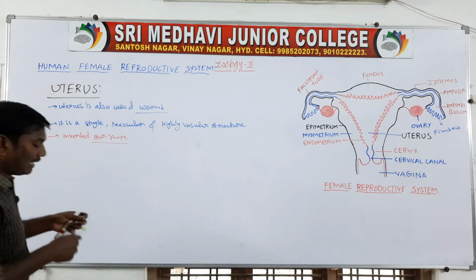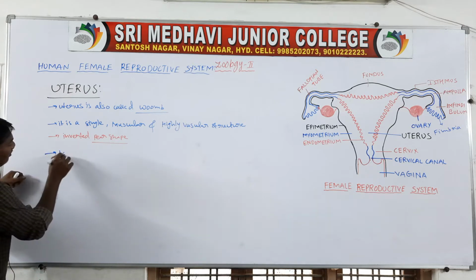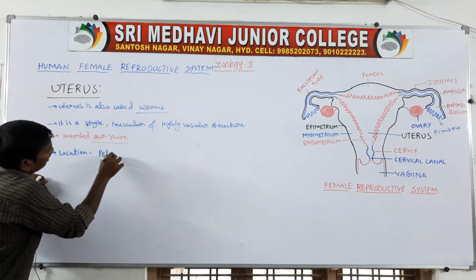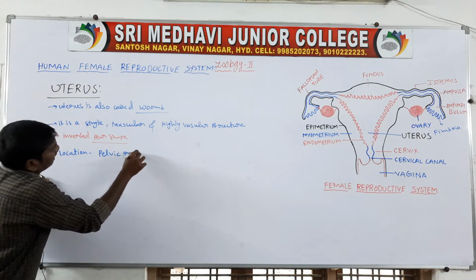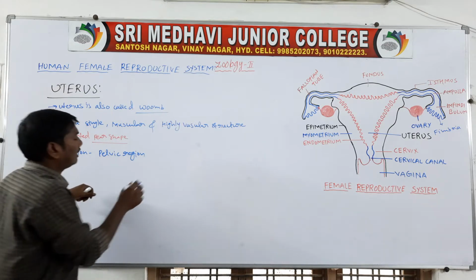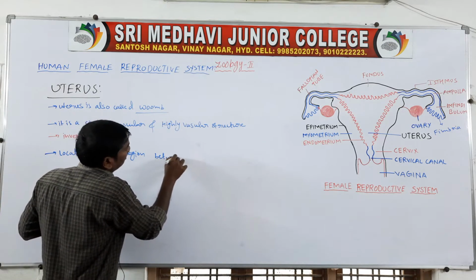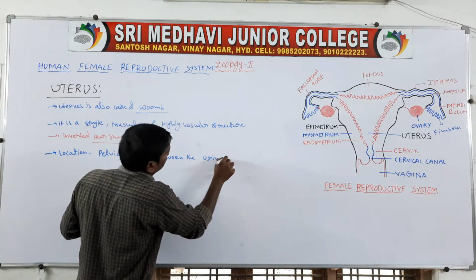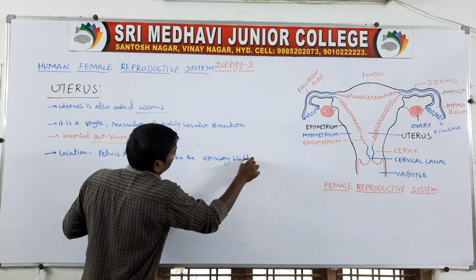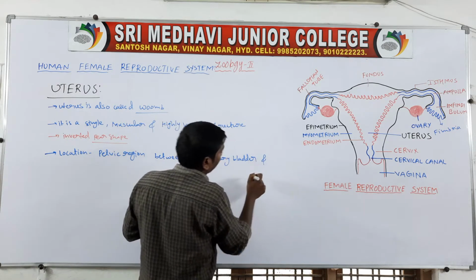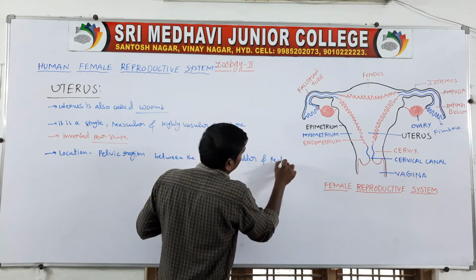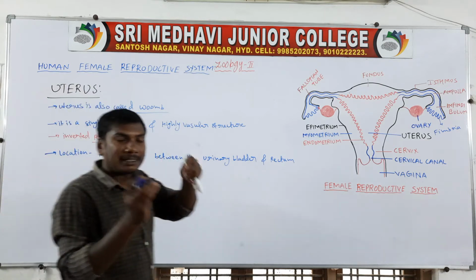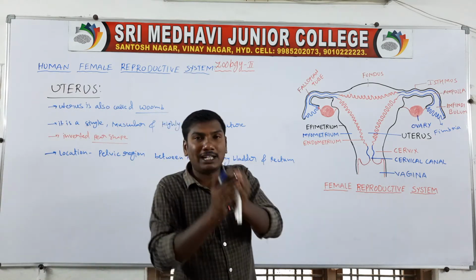Next, the uterus location. It is present in the pelvic region, between the urinary bladder and the rectum. So the uterus is present in the pelvic region, between the urinary bladder and rectum.